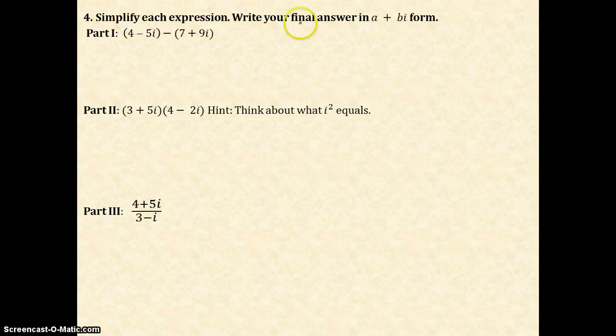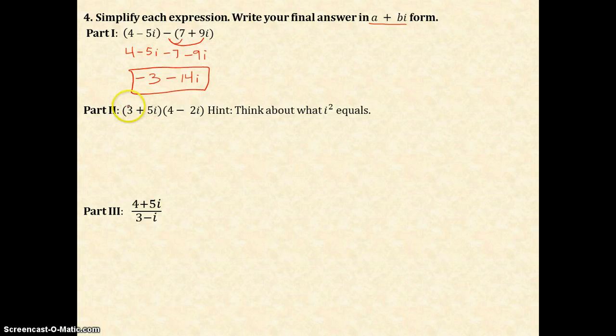Alright, simplify each expression and write your final answer in a plus bi form. So 4 minus 5i minus the quantity 7 plus 9i. So that means I'm going to do minus 7, and I'm also going to do minus 9i. Like terms, 4 minus 7 is negative 3, and negative 5i minus 9i is negative 14i. And that is in a plus bi form, where a is negative 3 and b is negative 14.